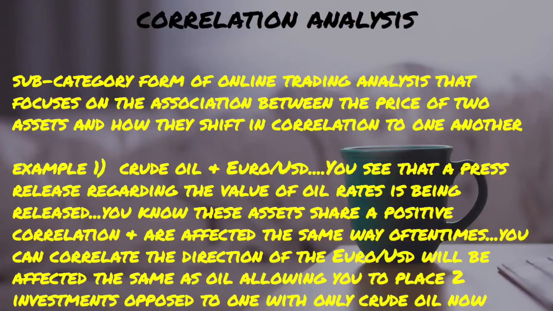Now, if you watched the first video introducing this series, you should already know that there are two types of correlation analysis. The first type is a positive correlation, which we'll discuss in an example right now, while the second type is a negative correlation, where the price of an asset typically goes in the opposite direction.